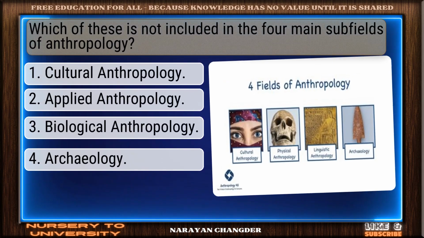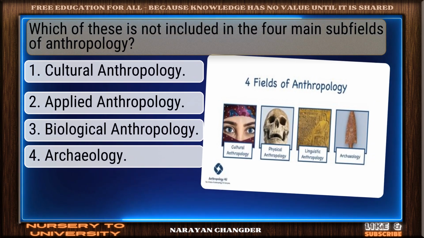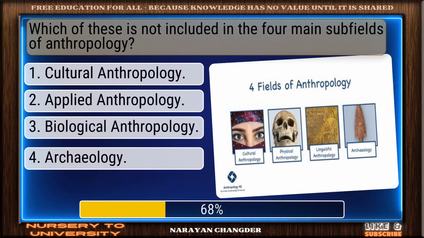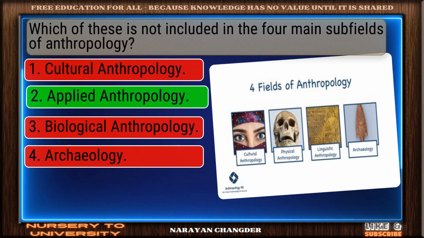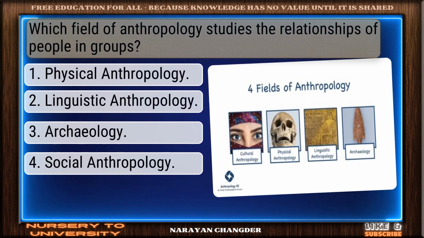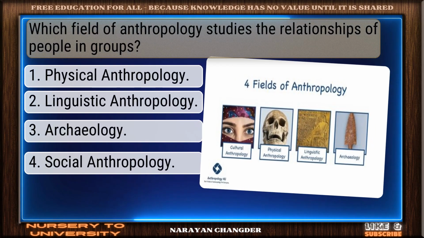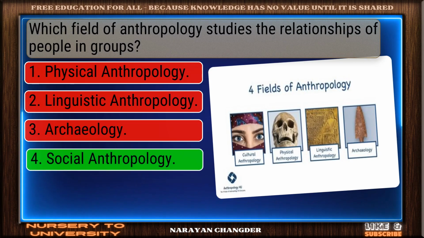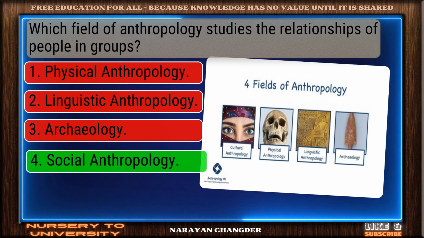Which of these is not included in the 4 main subfields of anthropology? Perfect. Applied anthropology is the correct choice. Which field of anthropology studies the relationships of people in groups? Excellent. Social anthropology is a brilliant choice.